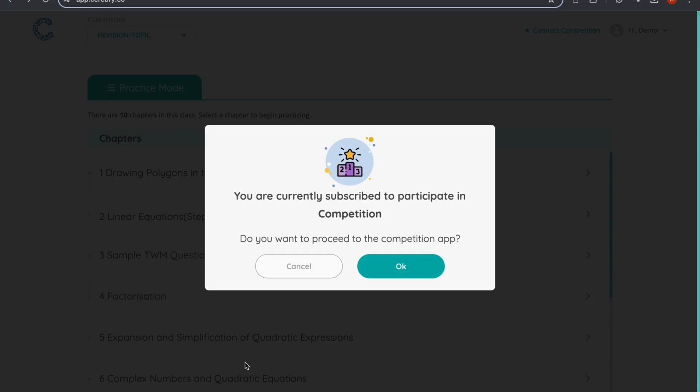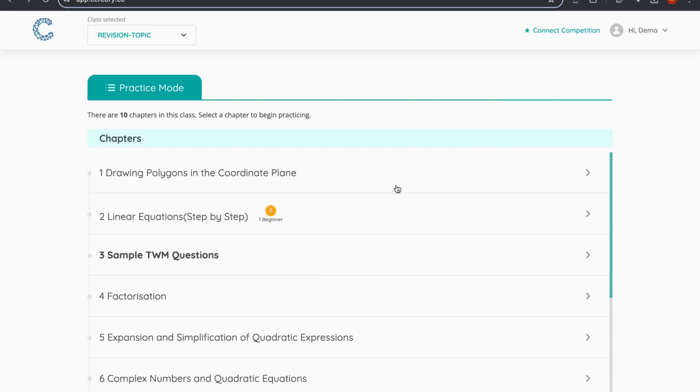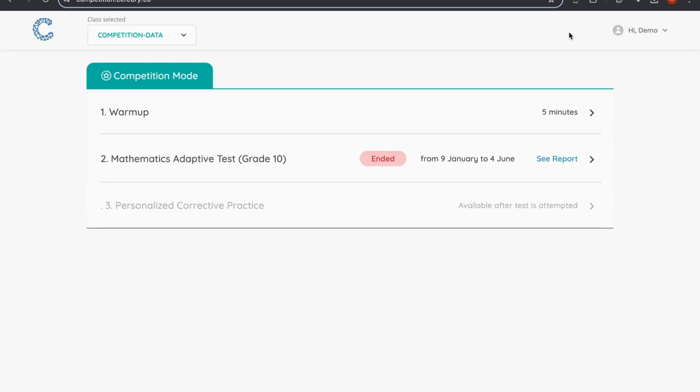Cerebry platform offers a diagnostic adaptive test for various subjects like maths, English, science. Click on OK to be redirected to the competition dashboard. Or the students can also click on the Connect Competition icon on the top right corner of the page to be redirected to the competition dashboard.